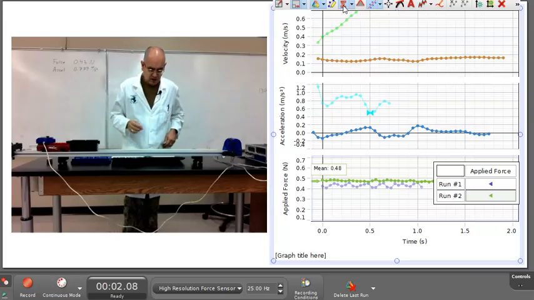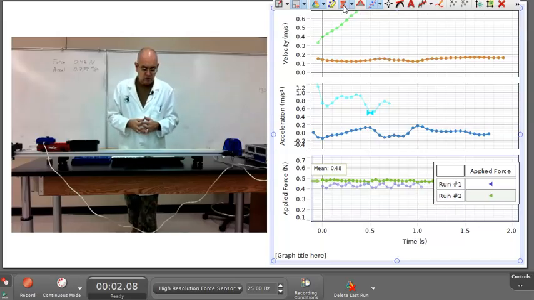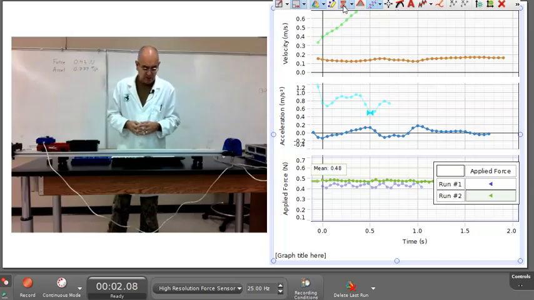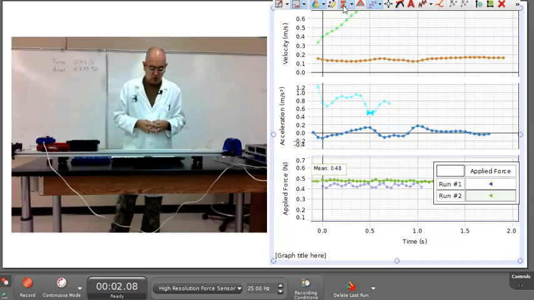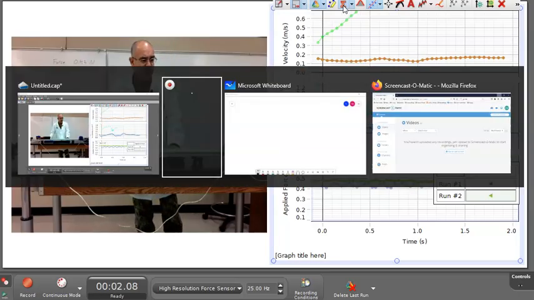Question 1-2. If Newton's first law correctly describes the motion of the cart at a constant velocity, describe the frictional force that must be combined with the force applied by the string. Does the frictional force act in the same direction or opposite direction as the force applied by the string? Let me bring up a whiteboard and we'll discuss that a little bit.